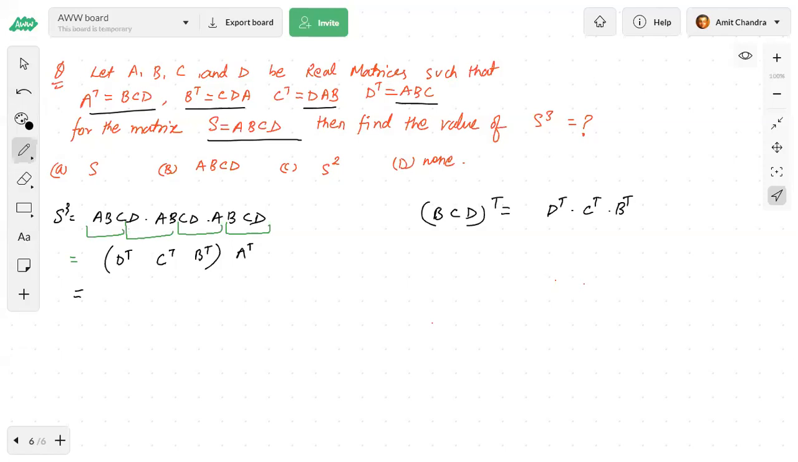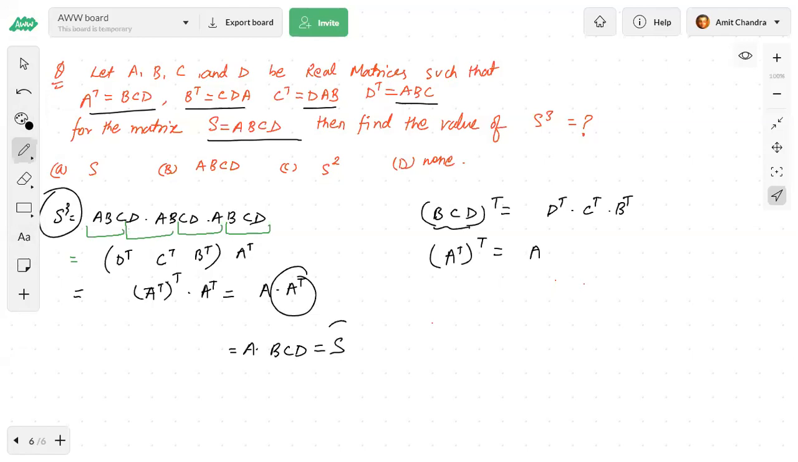So this simply will become A transpose, and this thing is A transpose whole transpose, which will be simply A. So this thing is A transpose whole transpose into A transpose, which will simply become A into A transpose, right? Now what is A into A transpose? A transpose value I will again substitute. This is BCD, so this is A into BCD, which is nothing but S. That means S cube is nothing but equal to S.